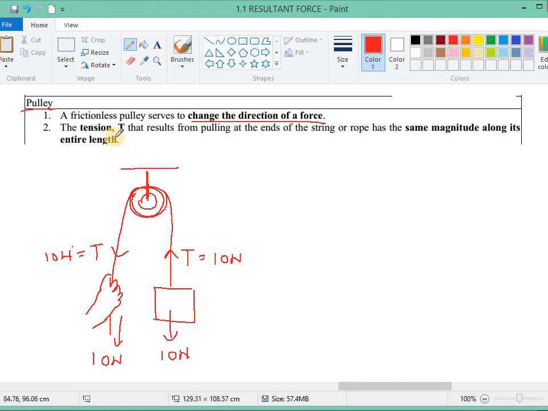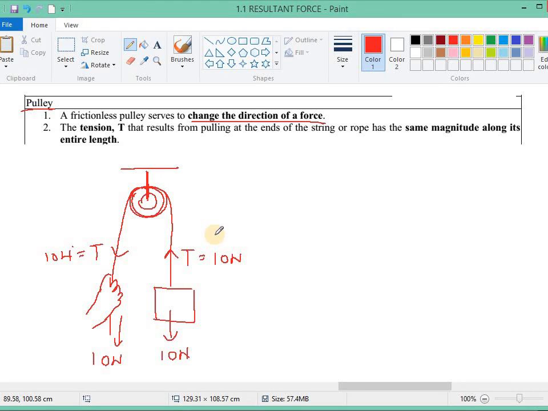So the tension that results from pulling at the end of the string or rope has the same magnitude along its entire length. That means this 10 Newton that you pull down will become the tension along the rope. Get the idea? Okay. So the tension along the rope is all the same.